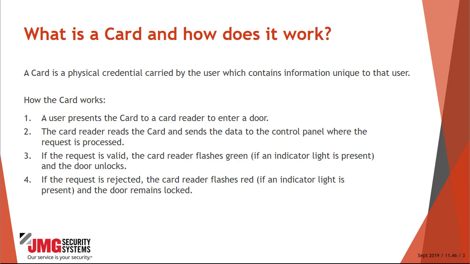If the request is valid, the card reader will unlock the door, and if an indicator light is present, the card reader will actually flash a green light. If the request is rejected, the door will remain locked, and the card reader will flash a red light if there is an indicator light present.